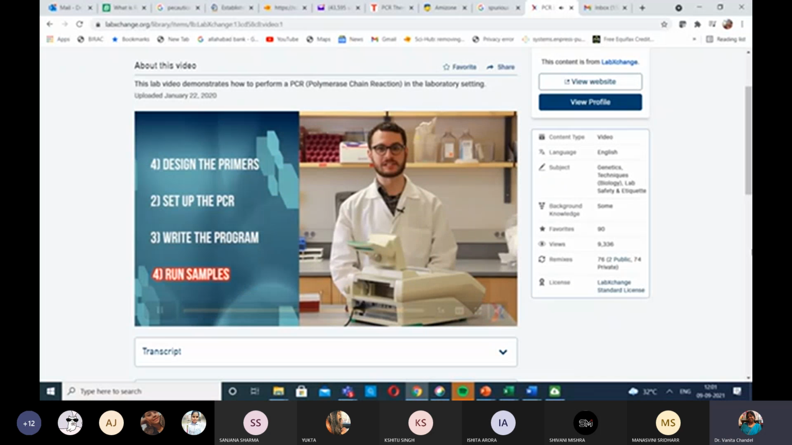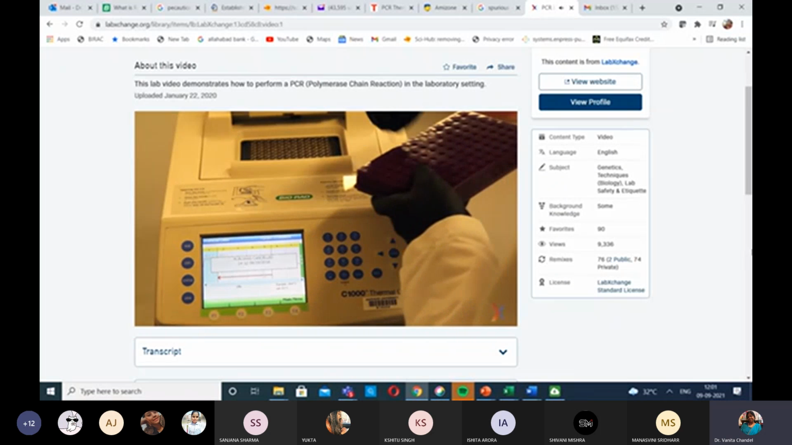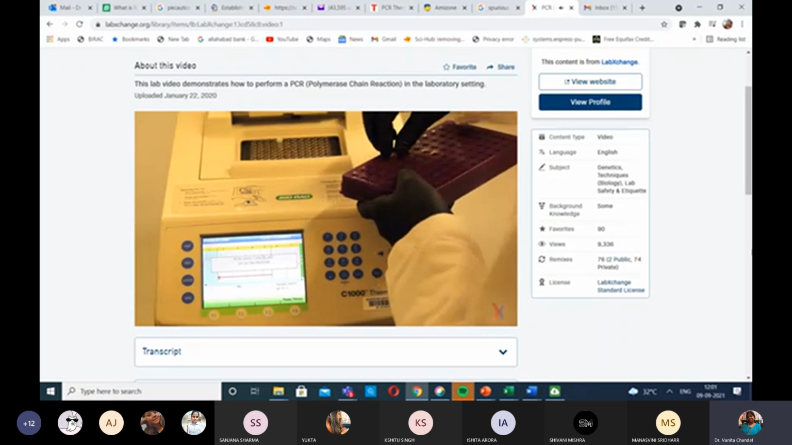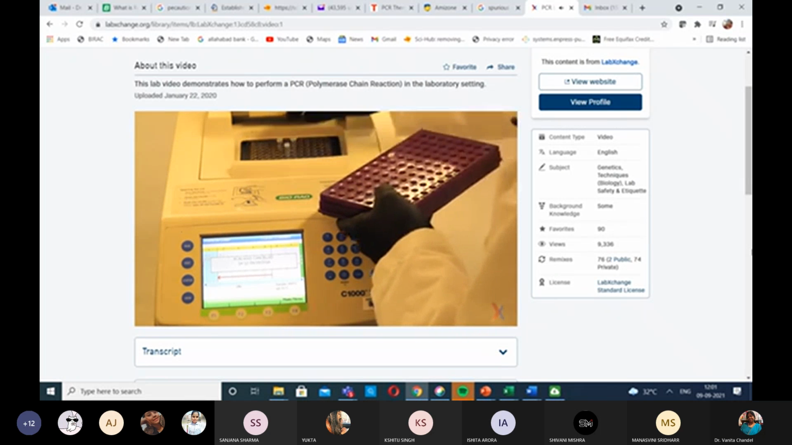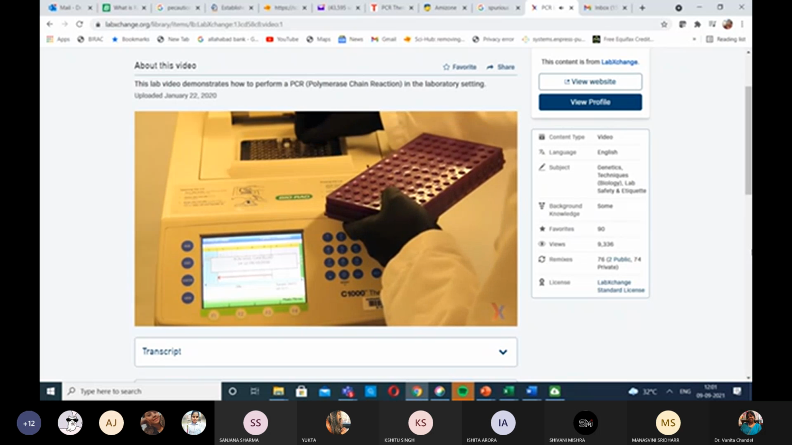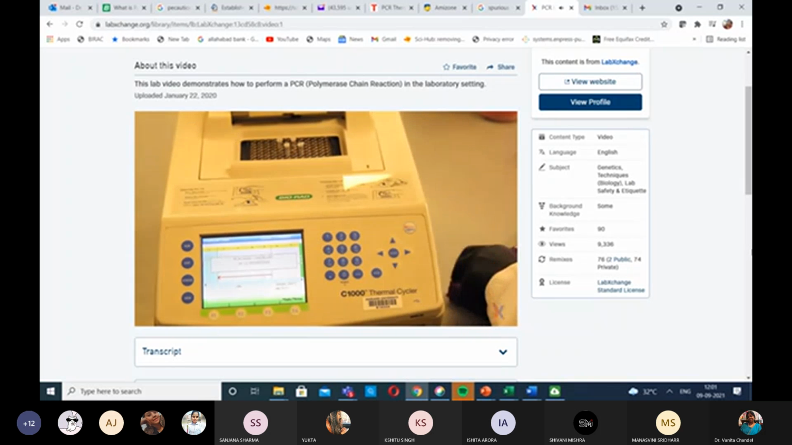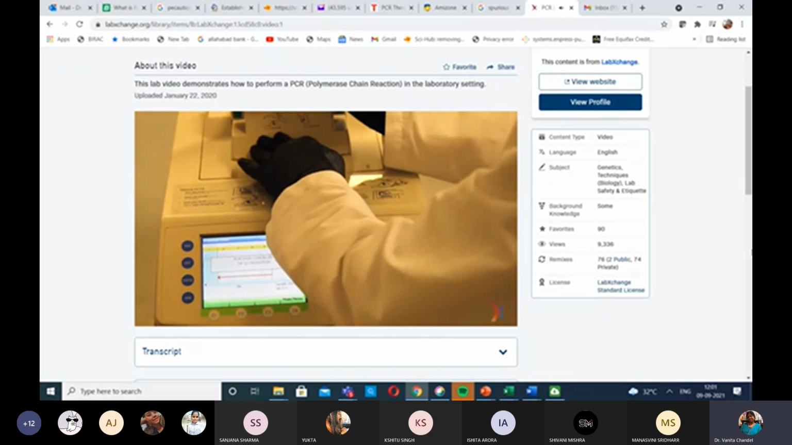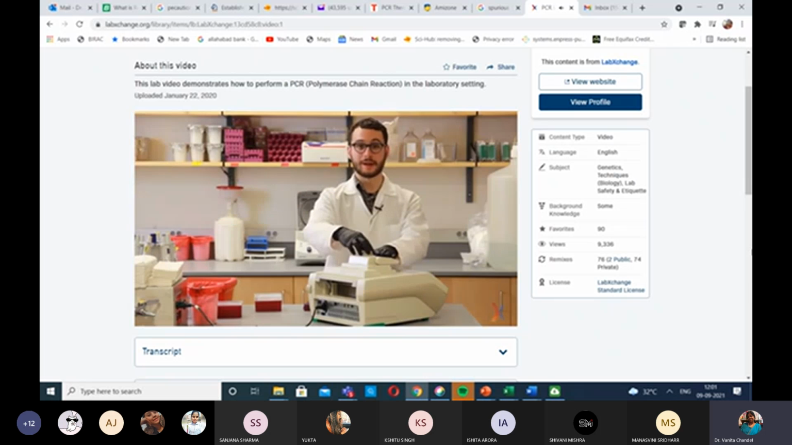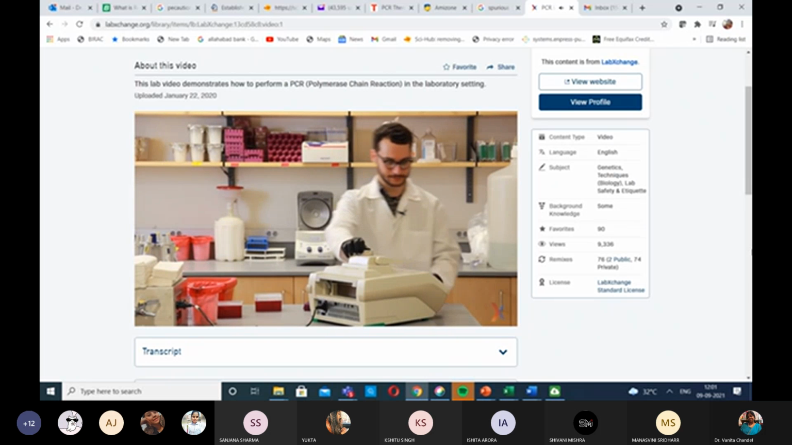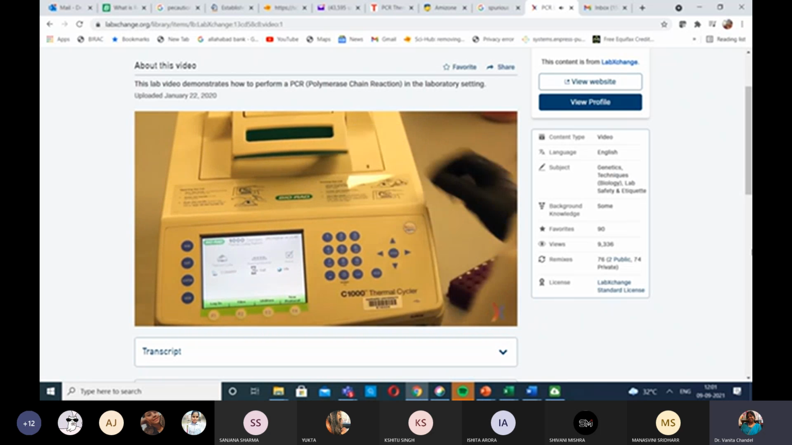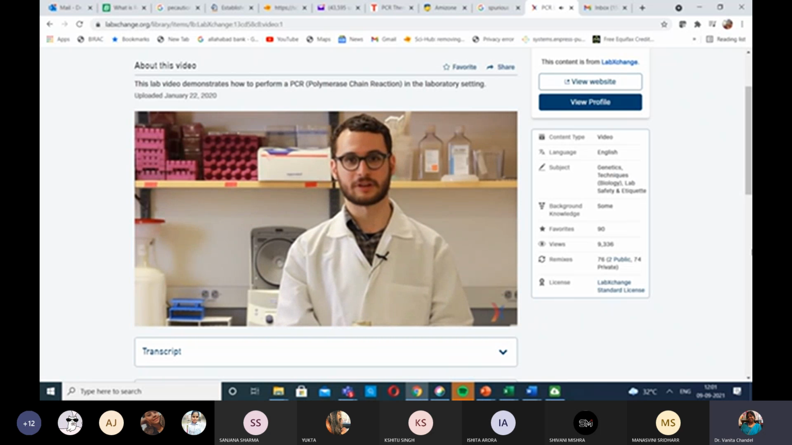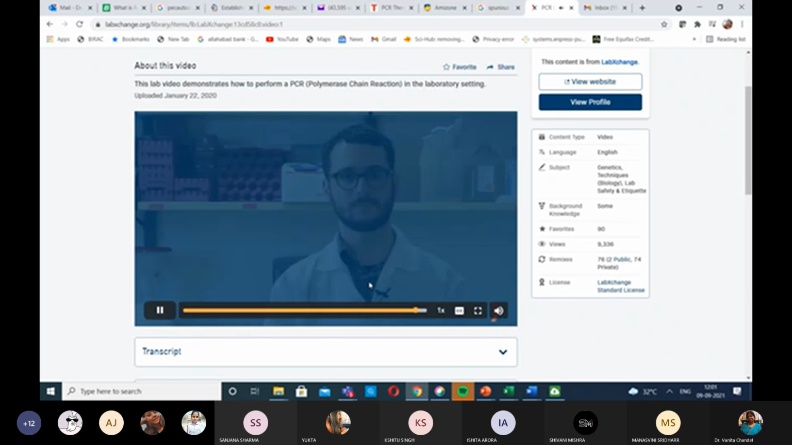Now I'm ready to add my sample to the thermocycler. I'll place them here in the center. I'll close the lid and tighten it. You may not need to tighten the lid on your PCR machine. And I'll click run. I'll come back when my PCR samples are ready.